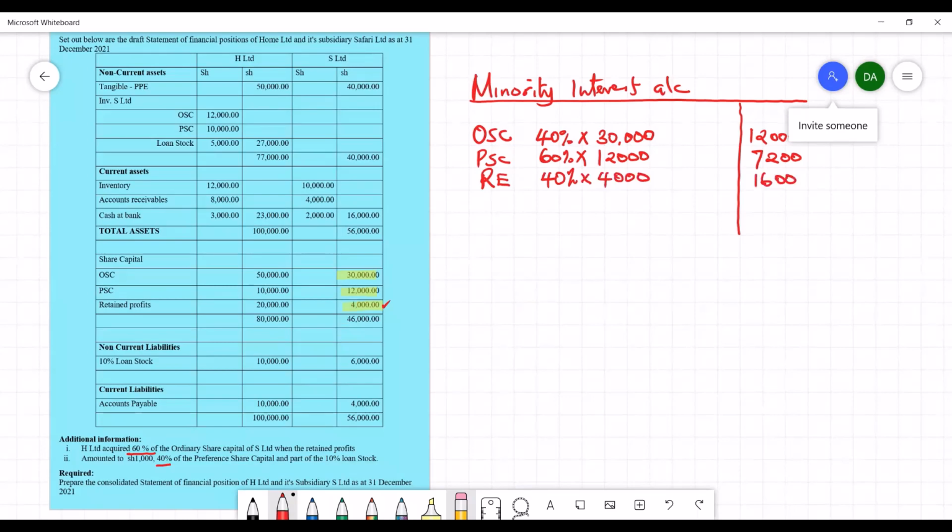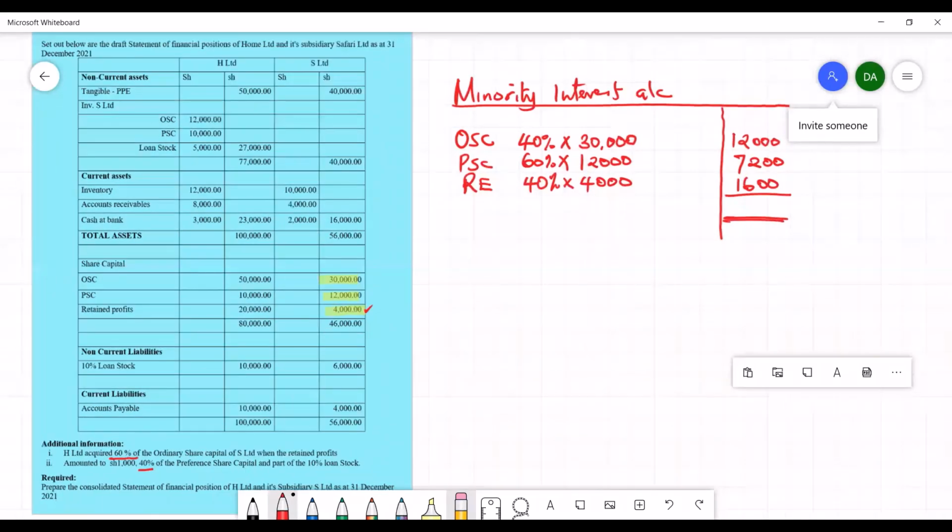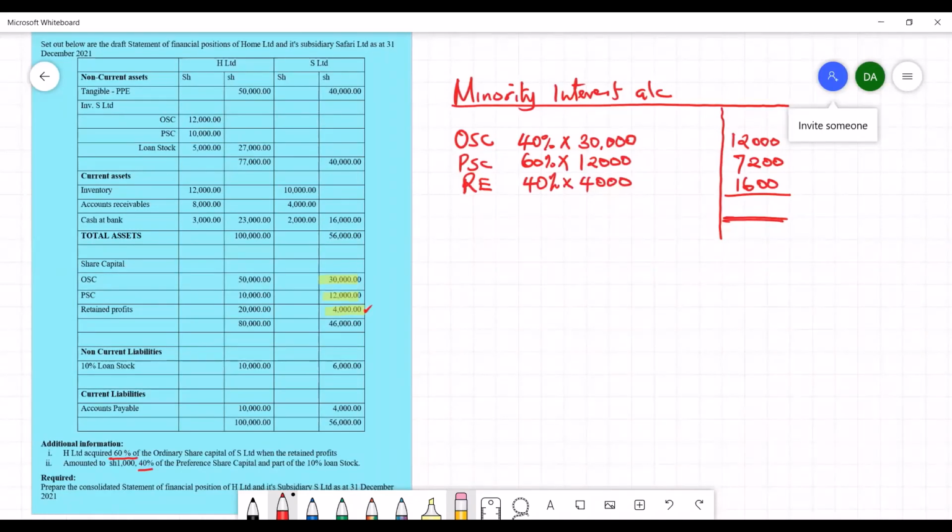Now we add the three items, where we have 12,000 plus 7,200 plus 1,600. Now that is equal to 20,800. So the minority interest is equal to 20,800.